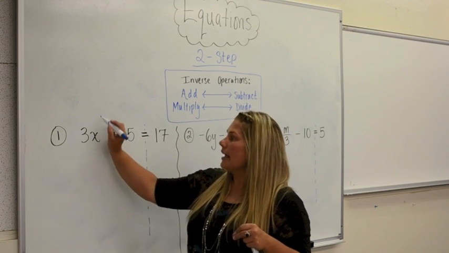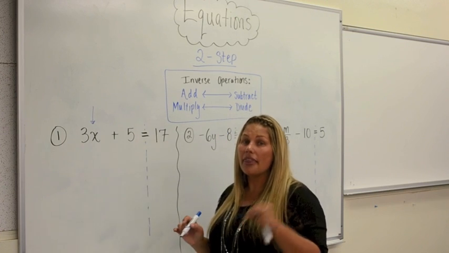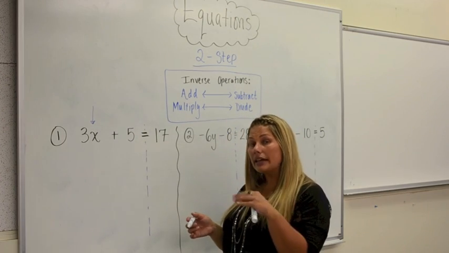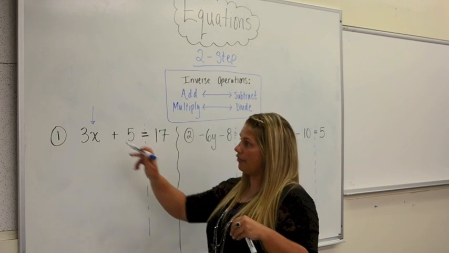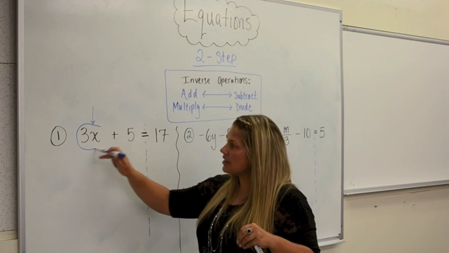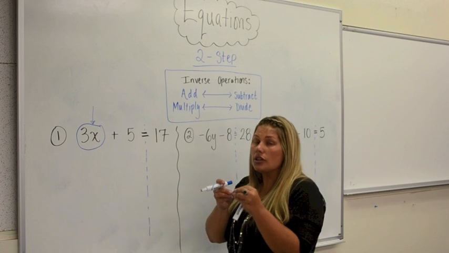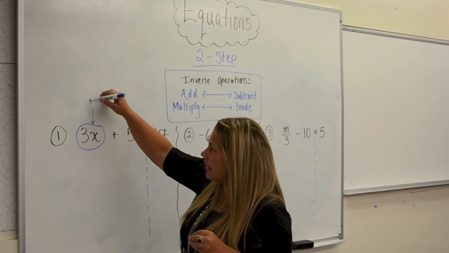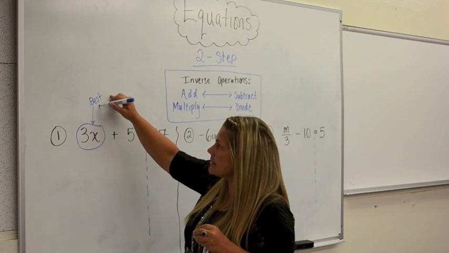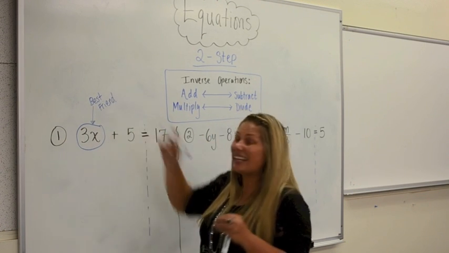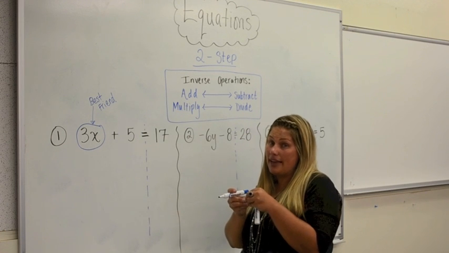So right here, I have my x. That's my variable, so that's what I want to get completely by itself. Right now, what's touching the x is the 3. They're closest together. So anyone who's close together, we call that our best friend. We always have to keep our best friend until the end.